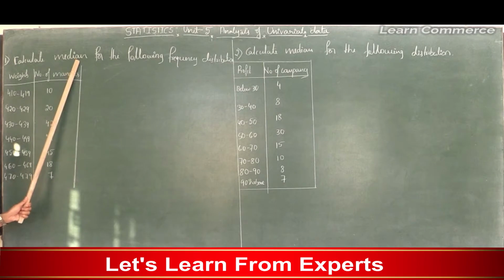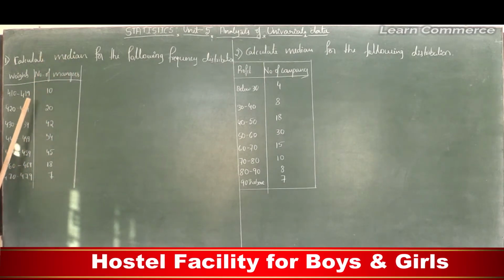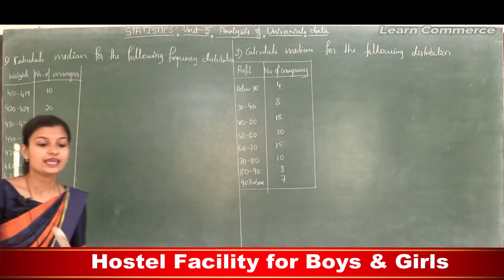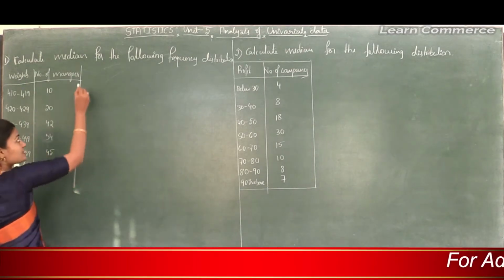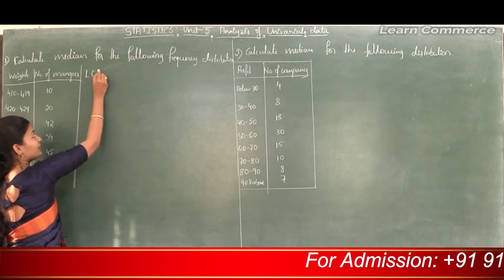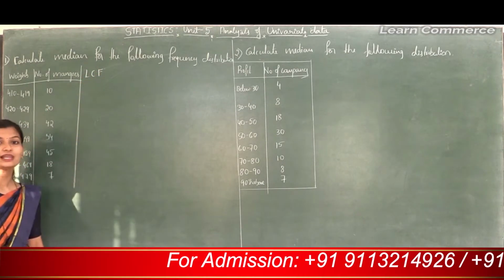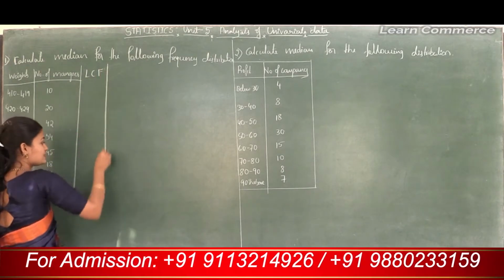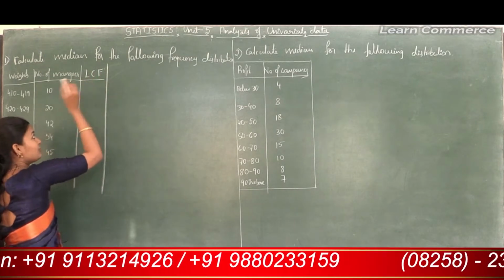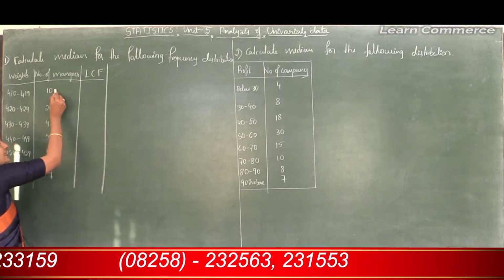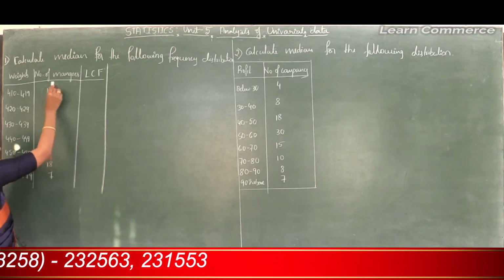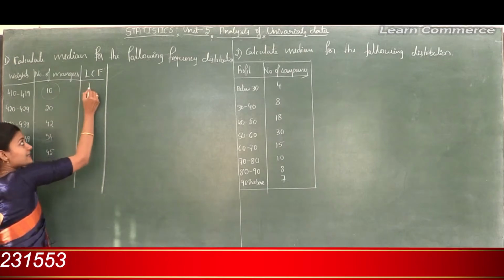To calculate median in case of a continuous frequency distribution, there are some important steps. Step 1 is find LCF. The next column is less than cumulative frequency. How to calculate less than cumulative frequency? We write the first frequency as it is. Here the first frequency is 10, so I will write this 10 as it is.